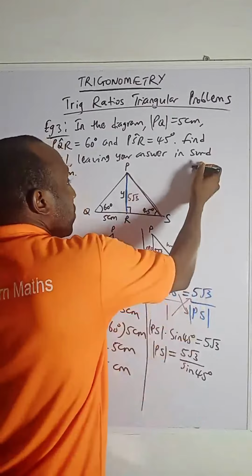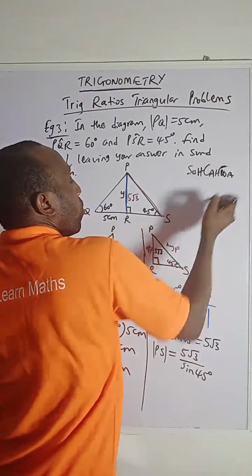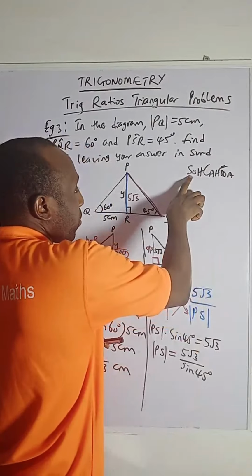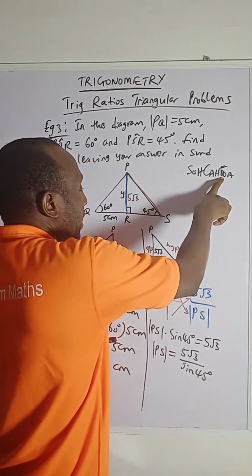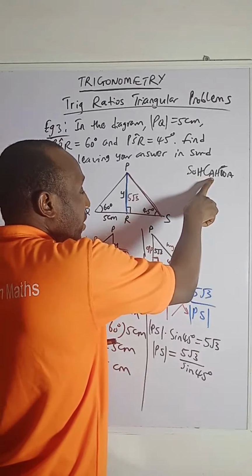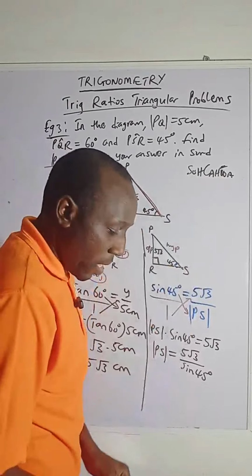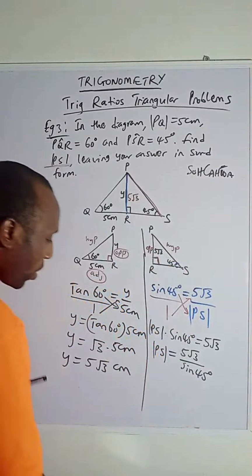But for short, we're using SOHCAHTOA. This is the code we use to know what to use. S for sine, C for cos, T for tan. If it is sine, opposite over hypotenuse. If it is cos, adjacent over hypotenuse. If it is tan, opposite over what? Adjacent. So you can use that to easily tell what to use.